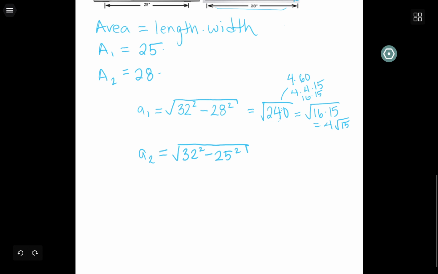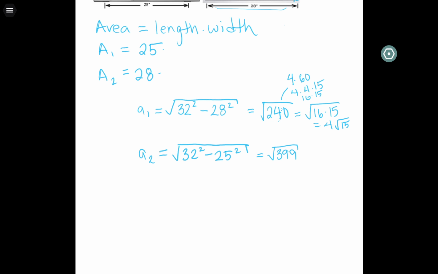Okay, so the other TV, it's a very similar process, but the known leg is 25 inches instead of 24 inches. So we're going to run through the same process. 32 squared minus 25 squared is 399. 399 at least looks like it's divisible by 9.